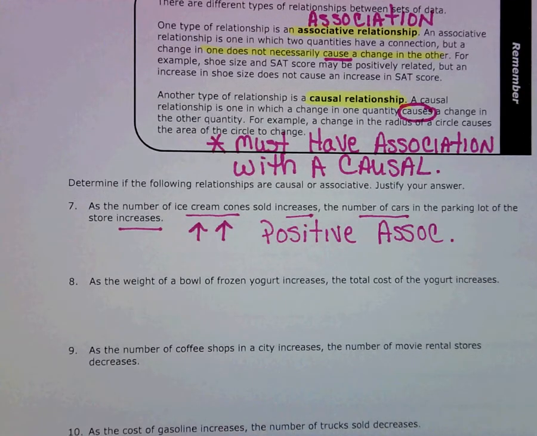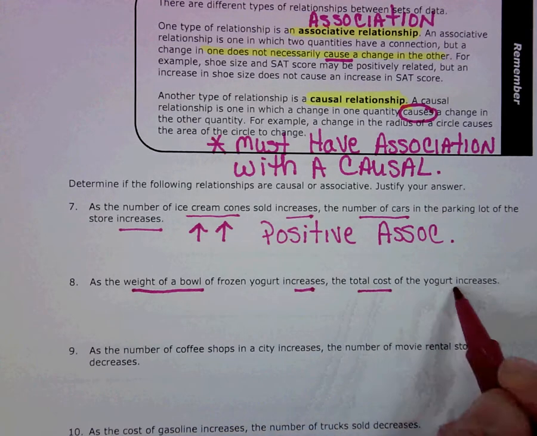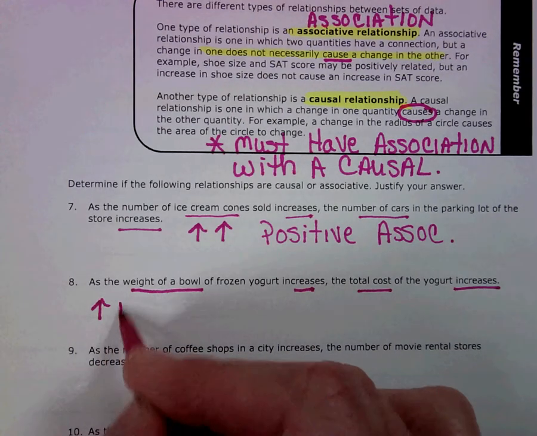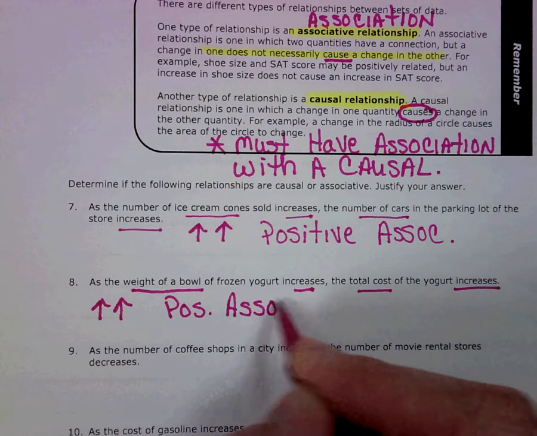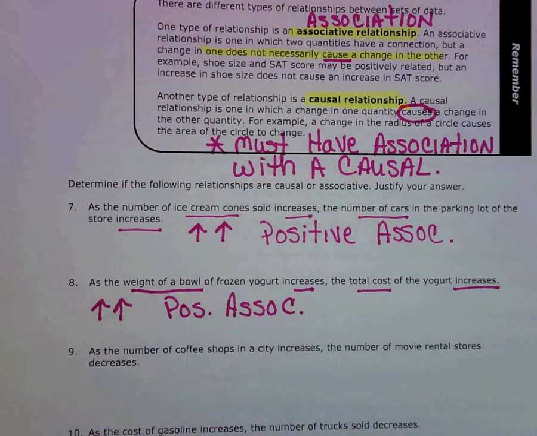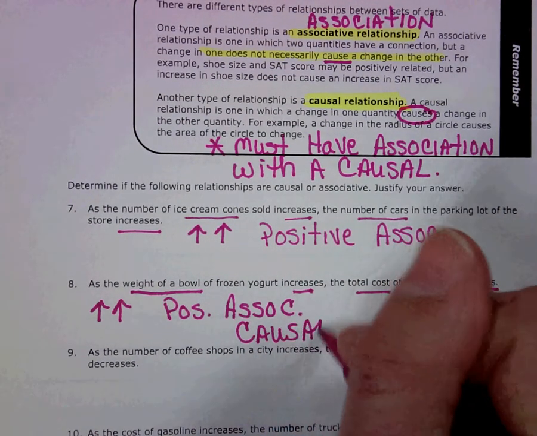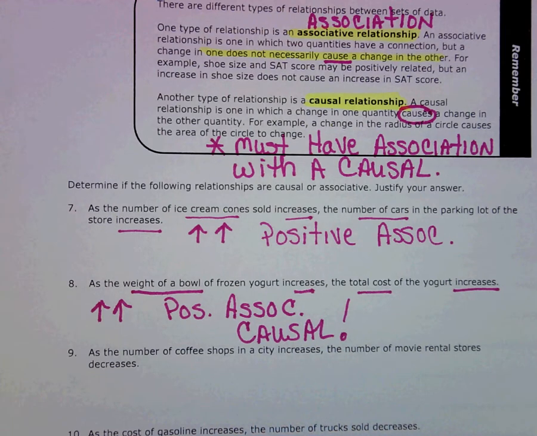Okay, the next one says, as the weight of a bowl increases, the total cost of yogurt increases. So again, as one thing's going up, so is the other. So yes, there is a positive association. And now let's ask ourselves, does this cause it? Does the weight of the bowl cause the price to increase? And absolutely, if you've ever been to Yummalicious, then you would know that yes, the more yogurt in your bowl is going to cause the price to go up because you weigh it. So that would be an example of a causal relationship.